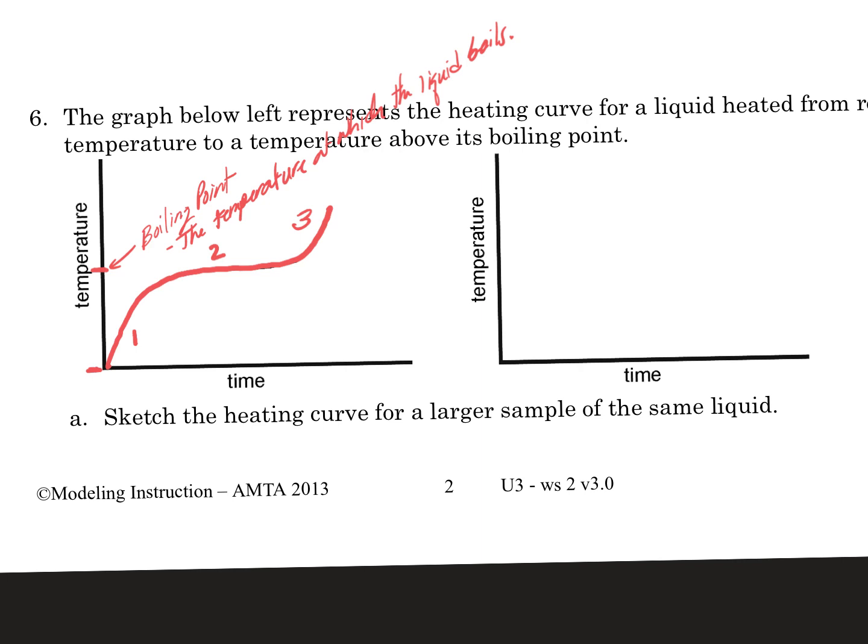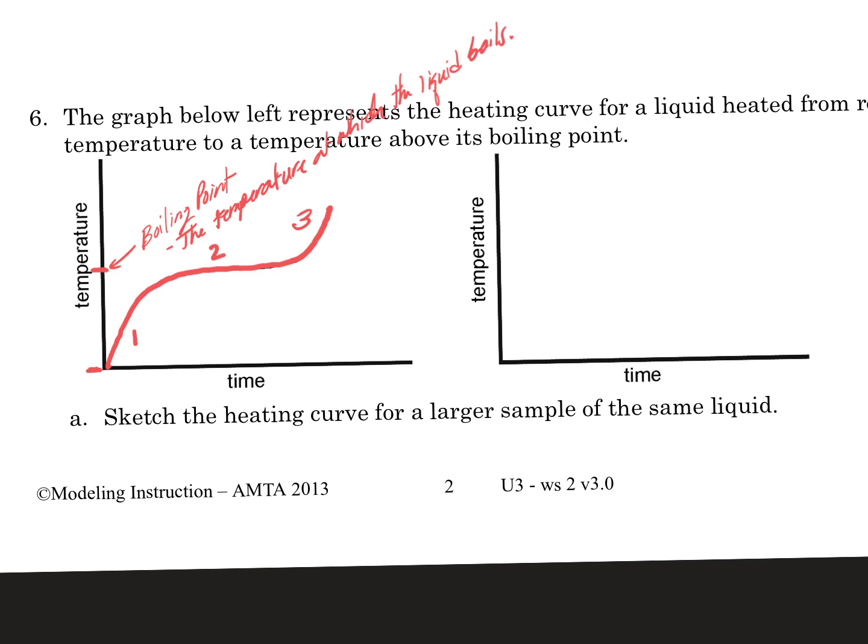All right, let's just answer this last question here. Sketch the heating curve for a larger sample. Well, what if we had a larger sample? Let's really think about that. If we had a bigger sample, do you think we would change temperature as quickly? Imagine this. It would probably take more time to increase the temperature if we had more stuff, right?